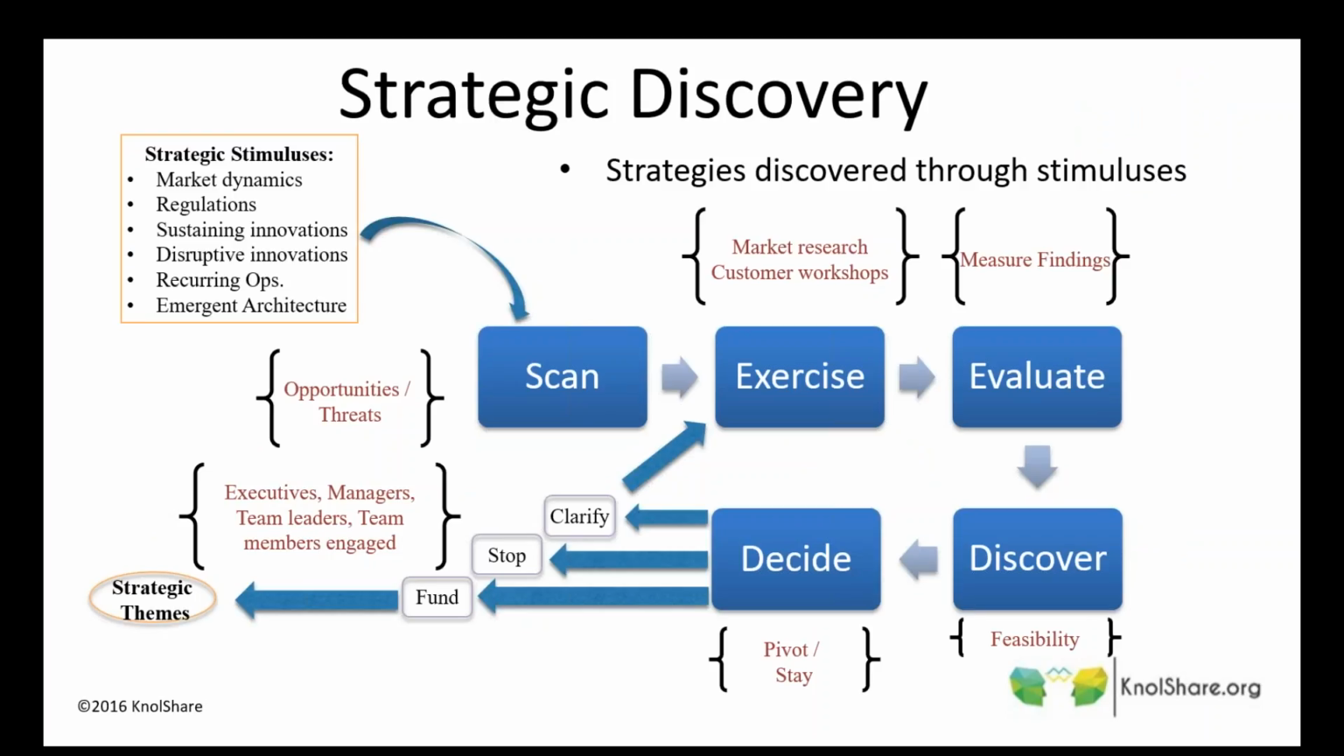So let's jump into the strategic discovery steps. As previously discussed, we talked about strategic stimuli that would cause us to take some form of action. And as we think of strategies being discovered through stimuli, the first thing that we may want to look at is that we always get out there and we scan. We scan the internal and external environments, and we observe different opportunities and threats, as well as strengths and weaknesses. If you're engaged with any type of business disciplines, that is called a SWOT.